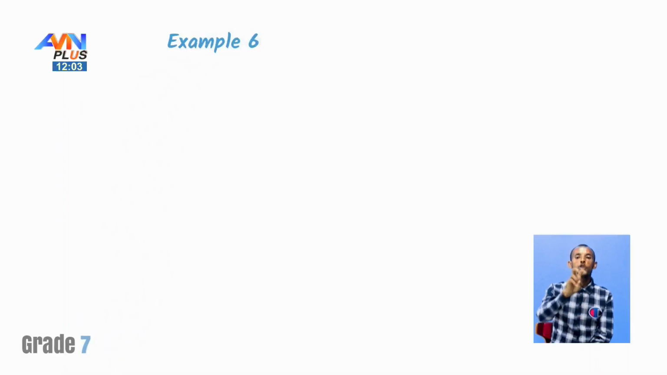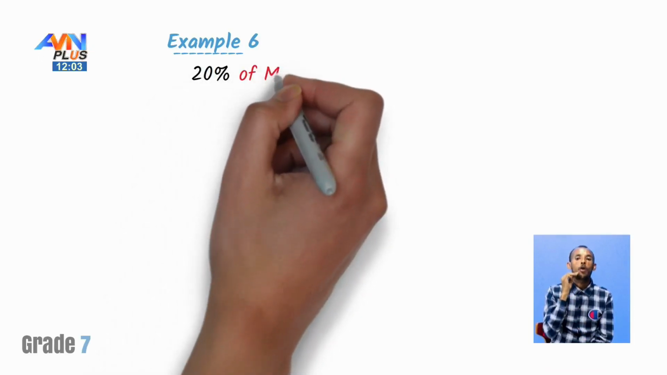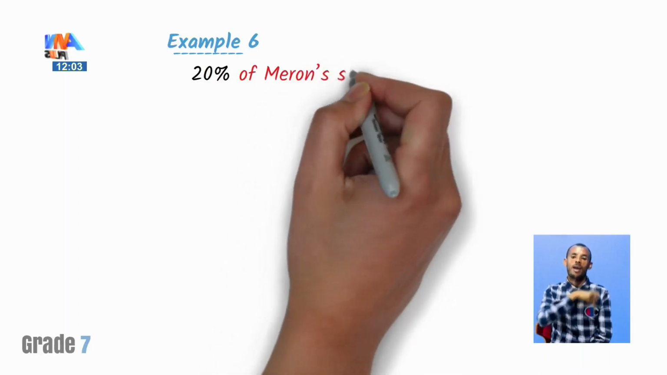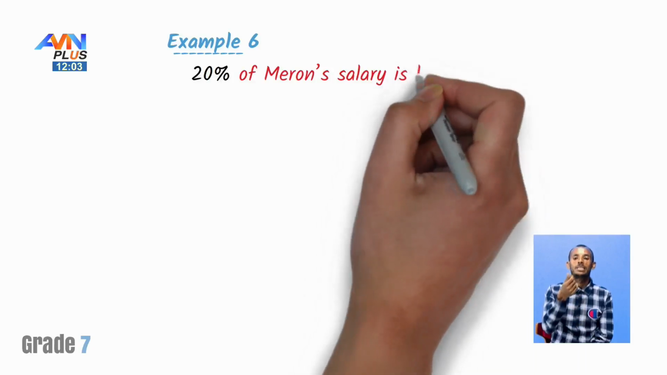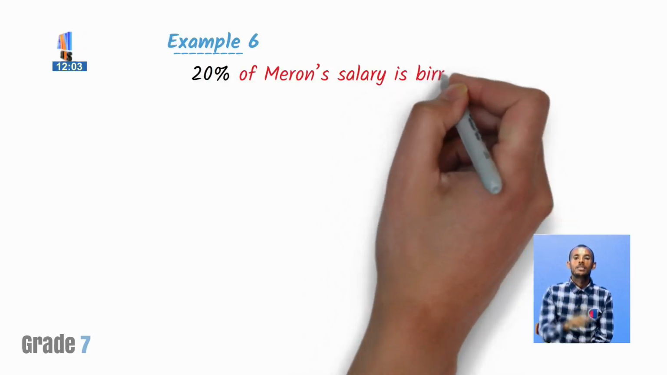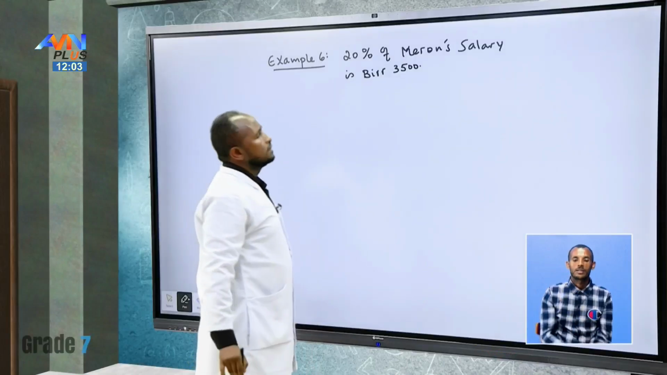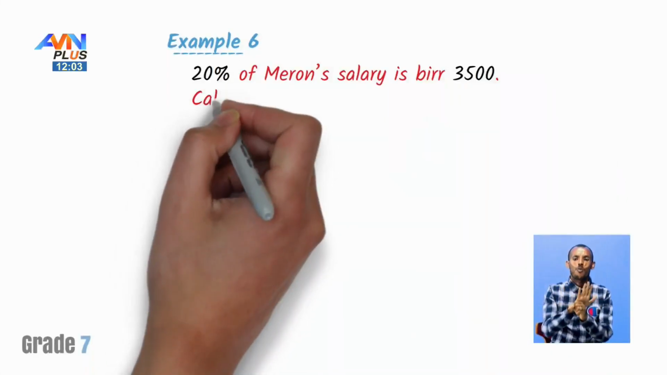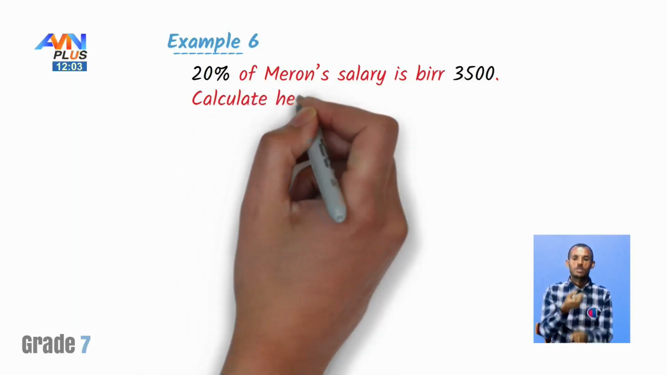20% of Maron's salary is 3,500. Calculate her full salary.